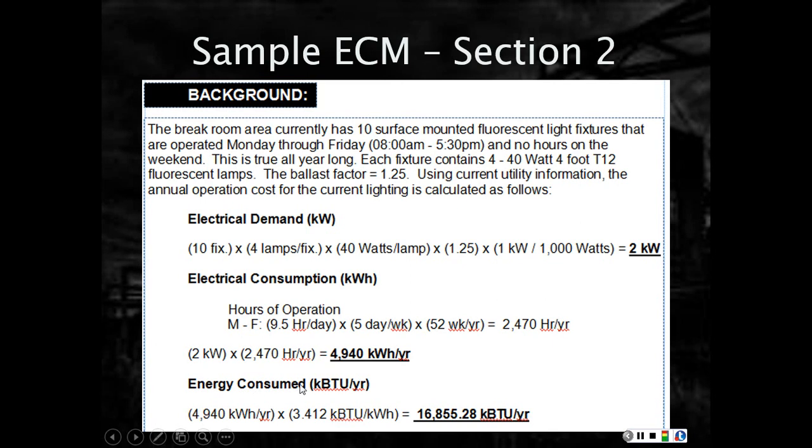So the energy consumed in kBtu per year is my kilowatt hours times 3.412 kBtu per kilowatt hour. So I have a kBtu consumption per year of 16,855.28. This is the background. This is what's happening currently. Notice how I didn't mention at all what we're going to do. It simply is defining what's happening now.